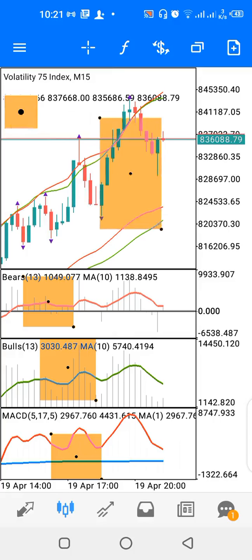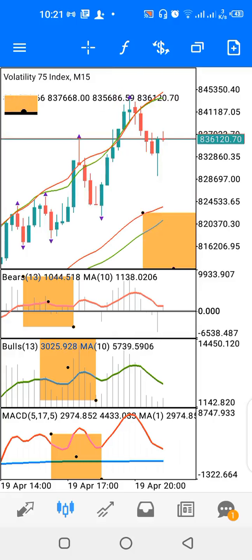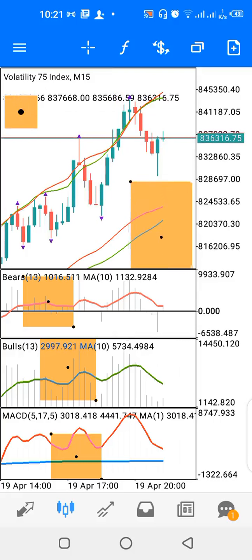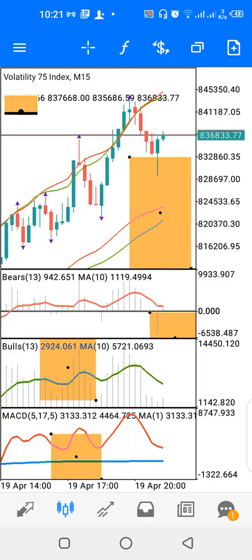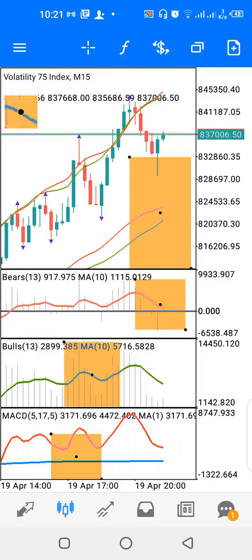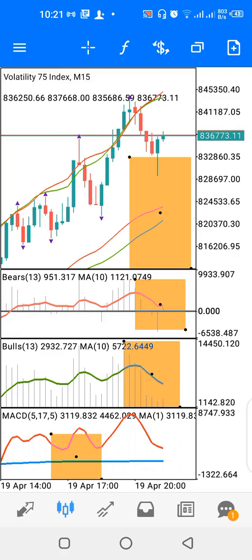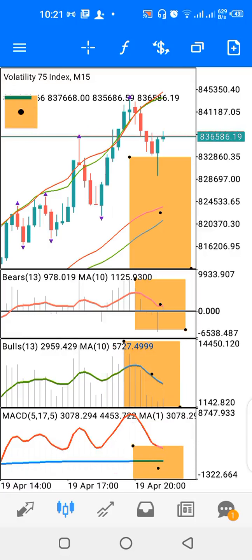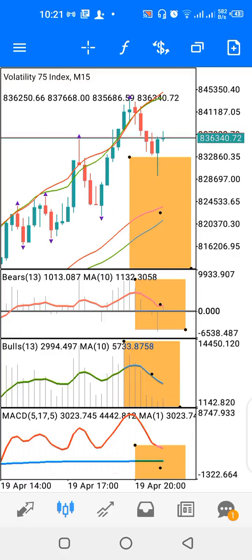But when you have price crossing down below the mid band, and you have the red line crossing down below the 0 level, and the green line crossing down below the 0 level, and this red line crossing down below the blue, then you can start to have a sell signal. This is a 15-minute time frame. You can use this strategy on any time frame.